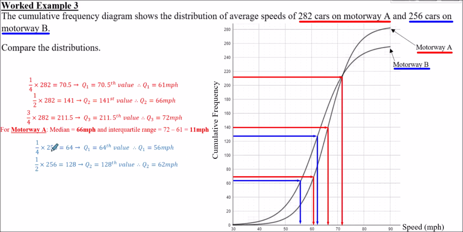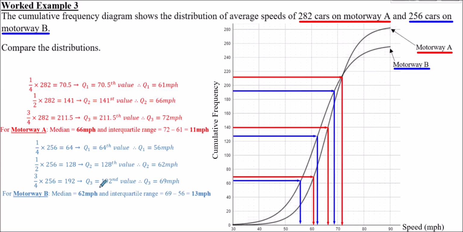To work out the upper quartile, we need to work out what 3/4 of 256 is. 3/4 of 256 is 192, so the upper quartile for this one is the 192nd value. So we go to 192, we should be here, read along and down, and we get here, that looks to be between 68 and 70, that looks about 69 to me. Between 68 and 69, I've gone for 69 miles per hour. So we've now got the data for motorway B. For motorway B, it's 62 miles per hour, median, and interquartile range is 13.